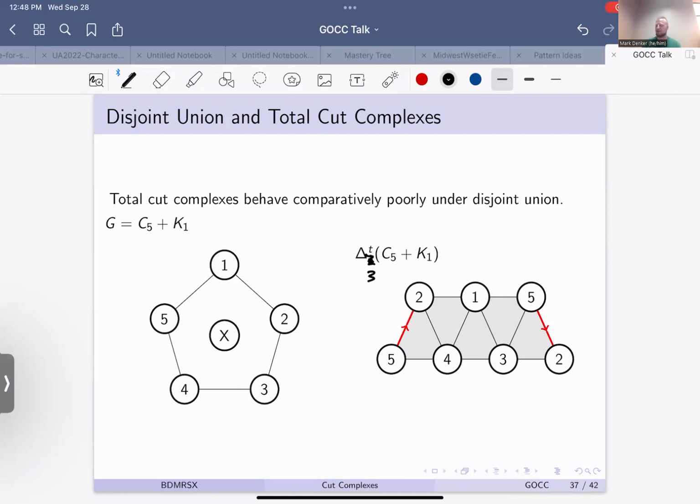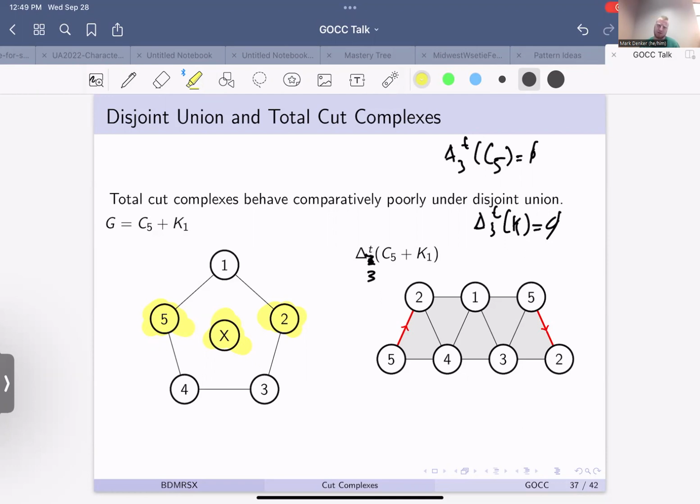And so delta T3 of C5 is the void complex, and delta T3 of K1 is the void complex. And so the void complex is shellable. So the disjoint union of these, you would like it to be shellable, but it's not, because if we add an isolated vertex to C5, now my independent sets of size 3 are exactly sets that contain x and then contain independent sets of size 2. And so it's exactly the 2 cut complex of just C5. And we've already seen what that is, that's the Mobius band. That isn't shellable. And so shellability is not preserved by disjoint union.